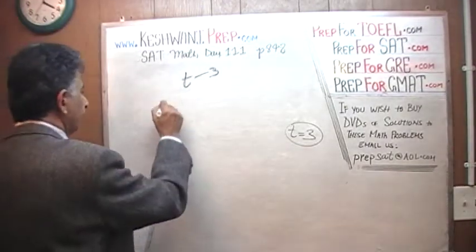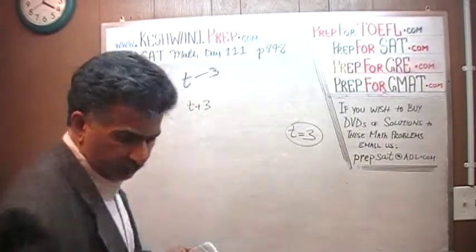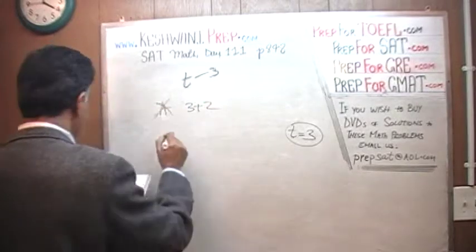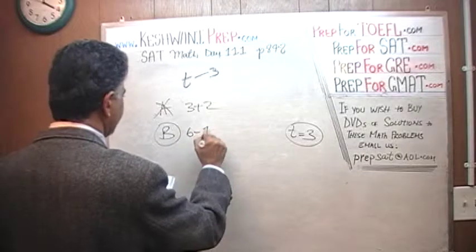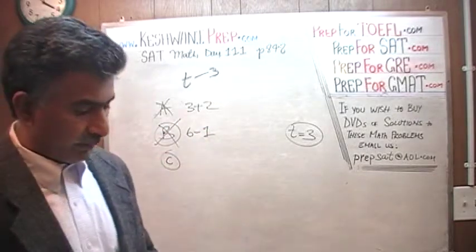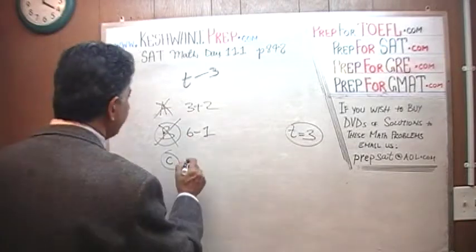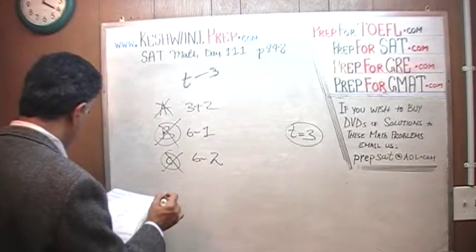Let's get going then. A says t plus 2. t plus 2 is going to be 3 plus 2. 3 plus 2 is not even. B says 2 times t, which is going to be 6 minus 1, which is odd. We're looking for even. It says which of the following represents an even integer. Next, 3t minus 2. 3t is going to be 6 minus 2. That's not it. 6 minus 2 is going to be 4.